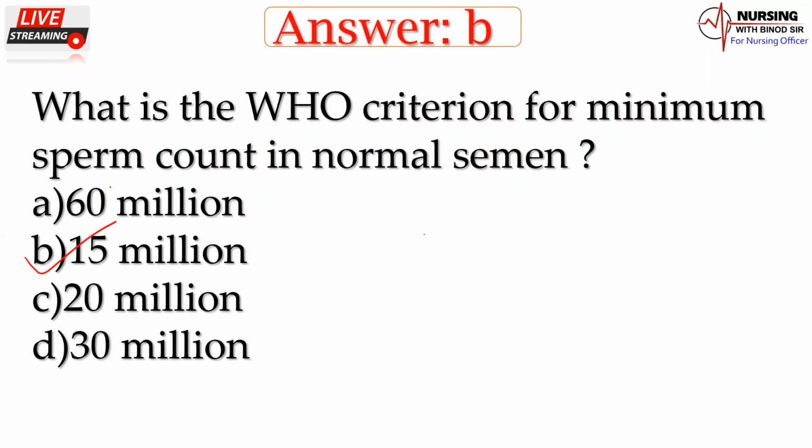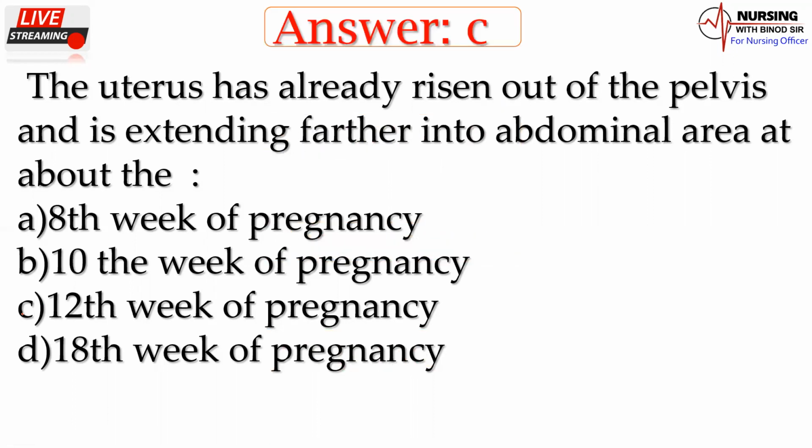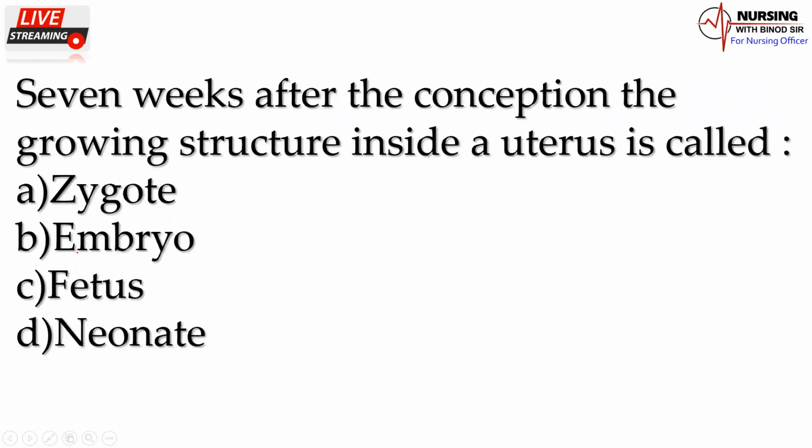Now we'll come back to the next question. The uterus has already risen out of the pelvis and extends further into the abdominal area at about the 8th week of pregnancy, 10th week of pregnancy, 12th week of pregnancy, or D option, 18th week of pregnancy. So what would be the right answer to this question? Here the right response is the 12th week of pregnancy. You must remember this. Have you got it?